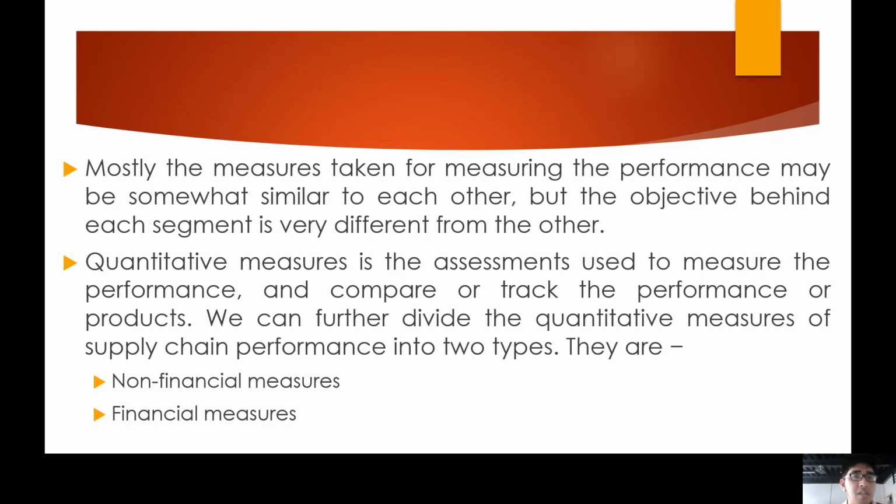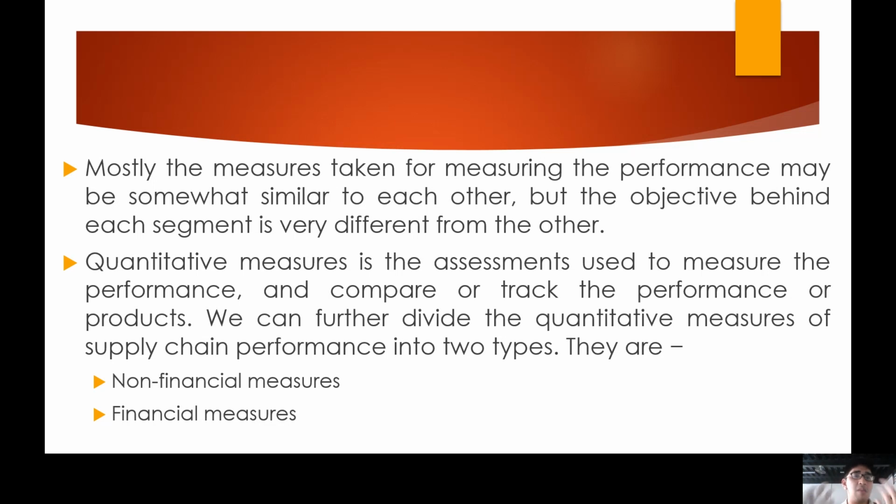Mostly, the measures taken for measuring performance may be somewhat similar to each other, but the objective behind each segment is very different from the others. We will see later on that the variables or items that we are going to employ in our computation or data are somewhat similar from one performance indicator to the others. However, it will differ in what we do with those data. Let's say there are two examples, broadly of ratios. Both ratios may use similar items or variables, however these two ratios will have two different purposes.